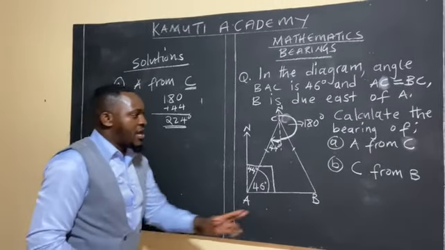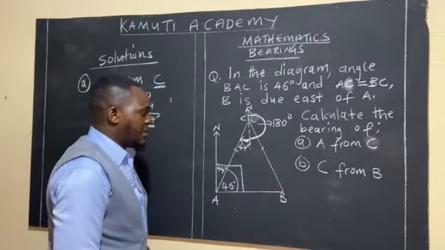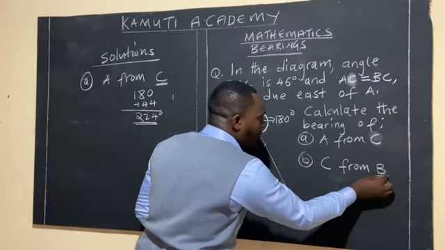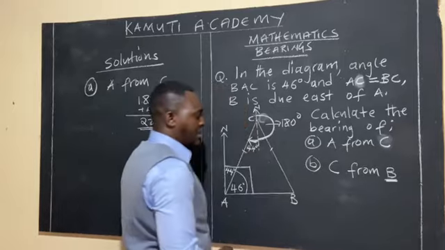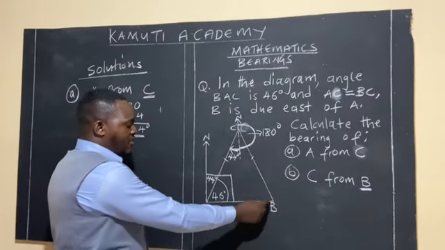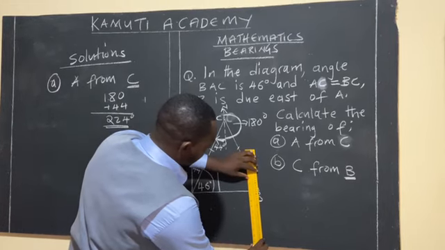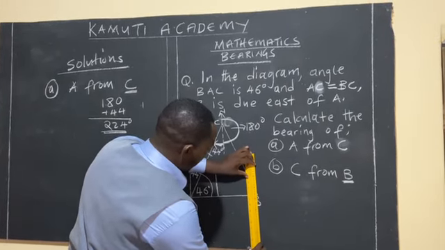We calculate the bearing of C from B. The bearing of C from B. Remember, I said you always follow the last letter there. So we are interested at B here. We're going to draw a north here at B. We're going to draw a north like that.